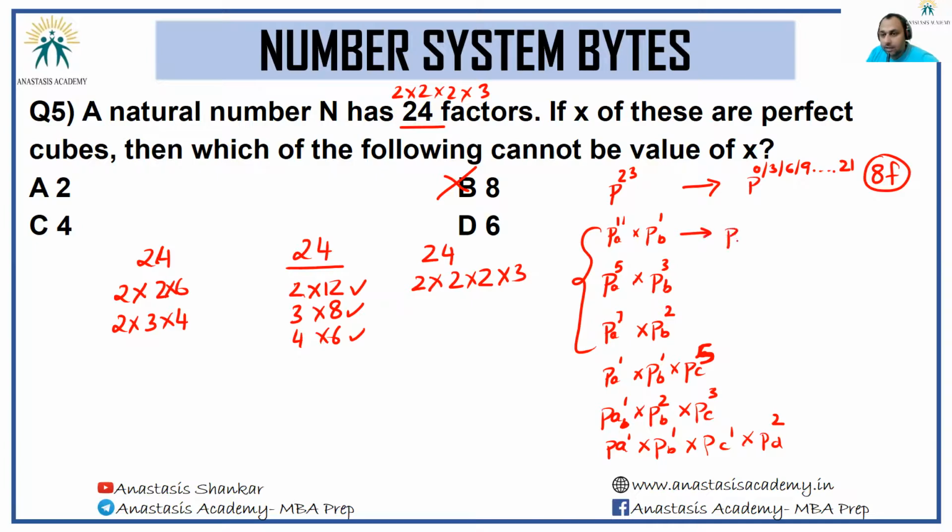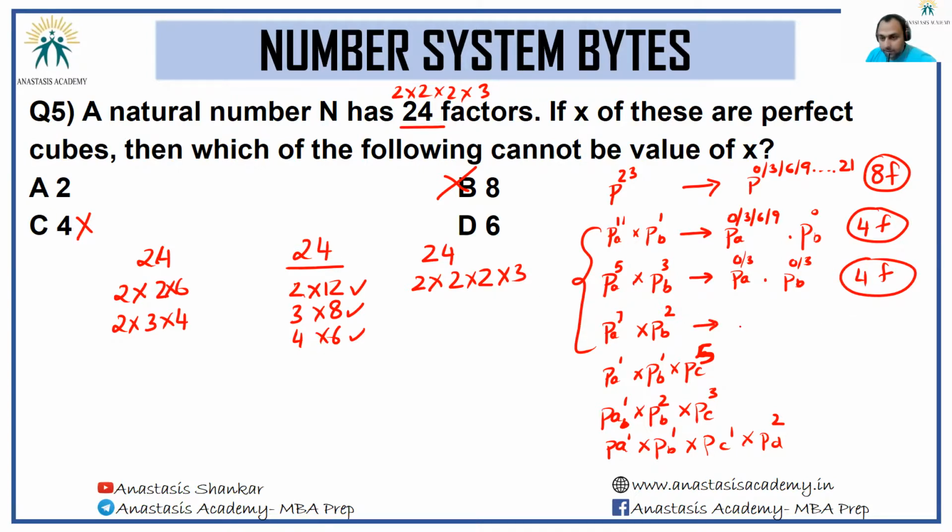Here we will have prime A can have powers 0 or 3 or 6 or 9. Prime B will only have power of 0 acceptable. So we get 4 factors which are perfect cubes here. So this is gone. And here, what do we get? Prime raised to the power A, 0 or 3. Prime B, 0 or 3. Again, we get 4 factors which are cubes here. 4 was anyway gone.